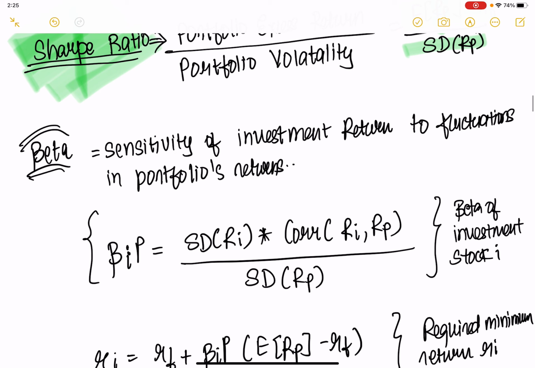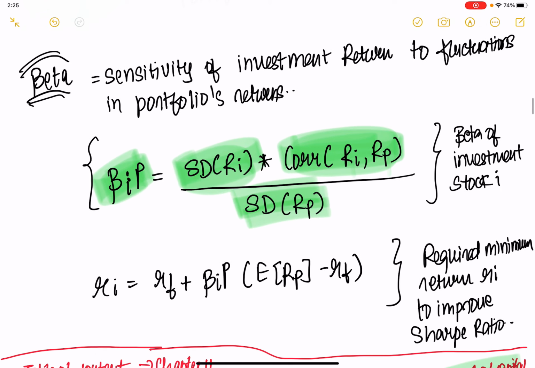And beta, we can calculate from covariance by this formula. Beta is equal to the standard deviation of that stock multiplied by the correlation of that stock with the portfolio, divided by the standard deviation of the portfolio's return. So once you calculate beta, you can find out the beta of a stock, in this case, and you can find out the beta of the entire portfolio as we saw earlier.